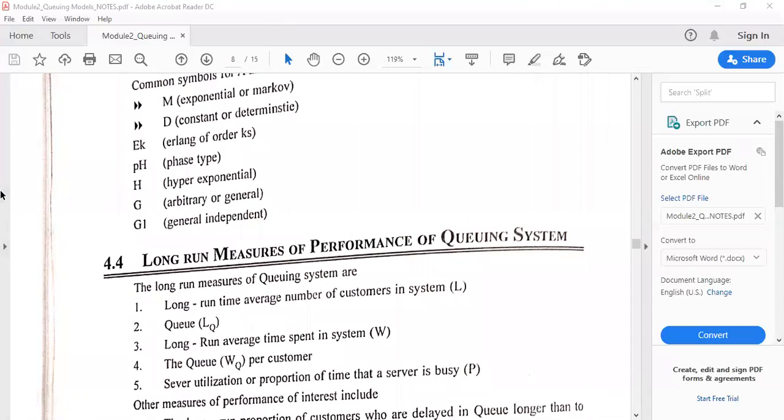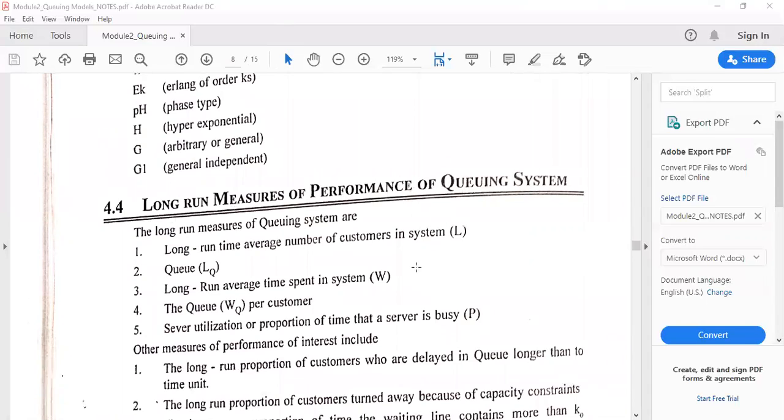Next, the last topic we have is long run measures of performance of a queuing system. That means the different measures which are used in order to estimate the performance of the queuing system. The long run measures are the long run time average number of customers in the system, that is L, right? And LQ, the long run average time spent in the system, W, and WQ per customer, and server utilization or proportion of time that a server is busy, which is rho, right?